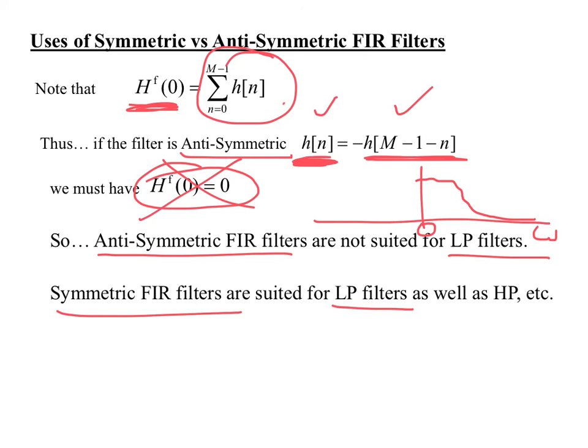So for low-pass, that's our only choice from the symmetry. But the symmetric ones will give us high pass, band pass, whatever we want. Anti-symmetric will give us any of the others except for low pass. Okay, so that finishes off this set of notes, and I will see you in the next set.